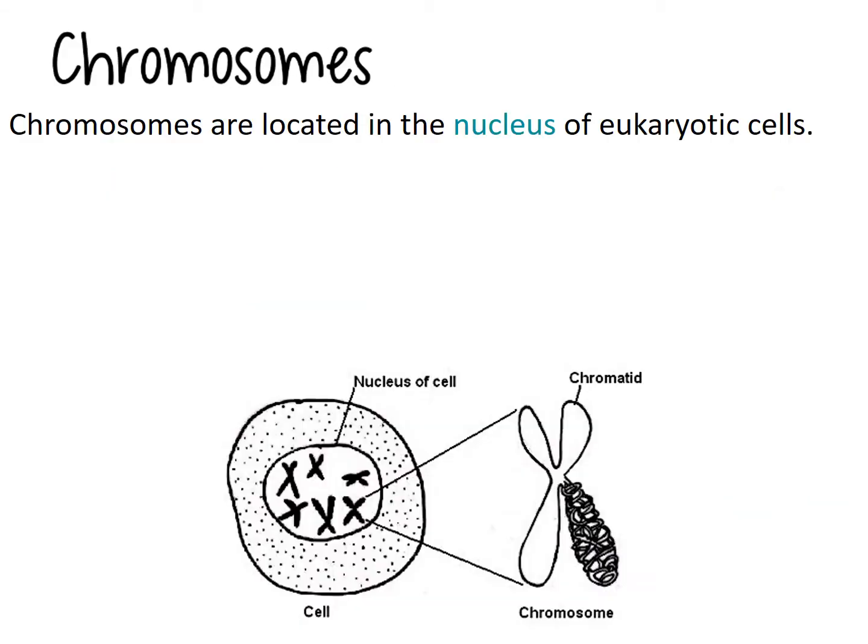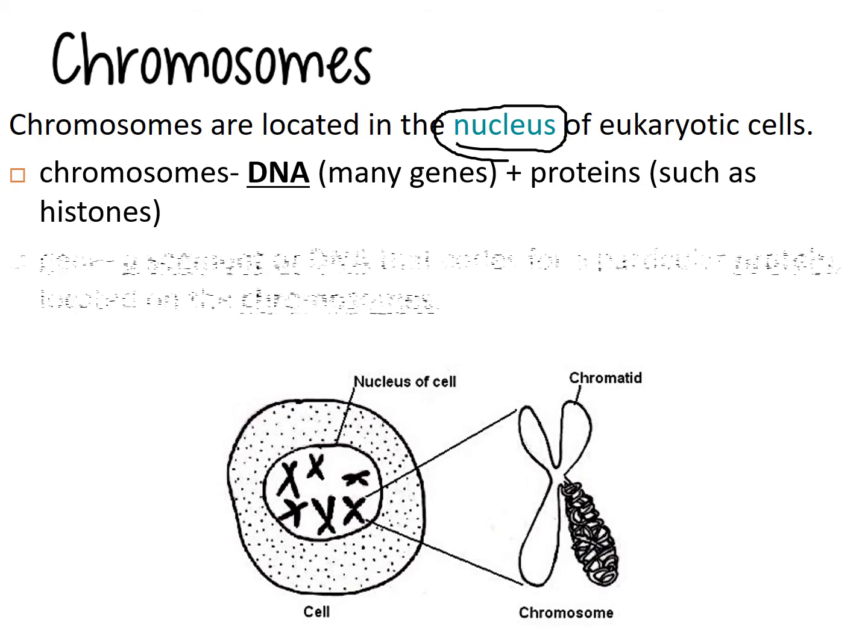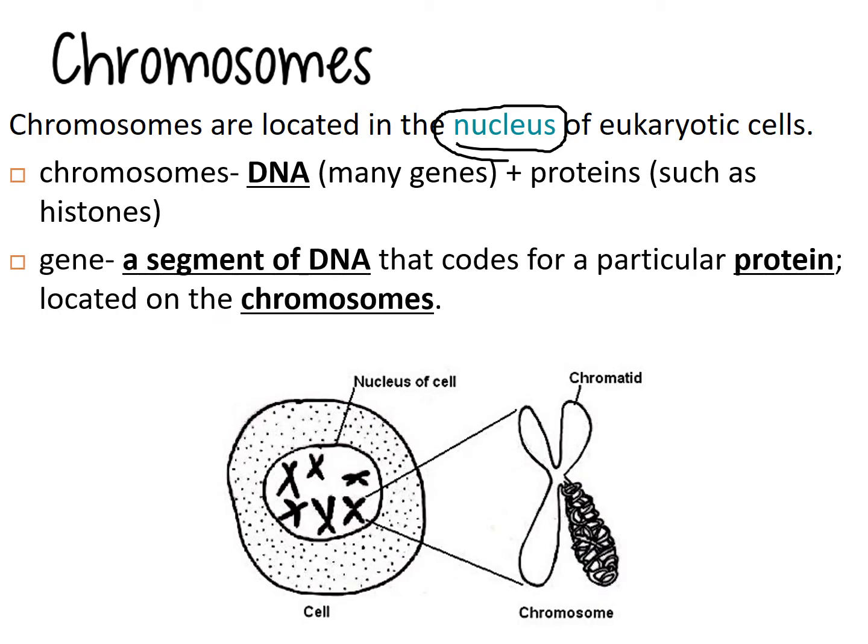Okay, so now we're looking at chromosomes. Chromosomes are located in the nucleus of eukaryotic cells. And what is a chromosome? Well, let's remember chromosomes are DNA, which are many genes and proteins such as histones. A gene is a segment of DNA that codes for a particular protein, and they are located on chromosomes.